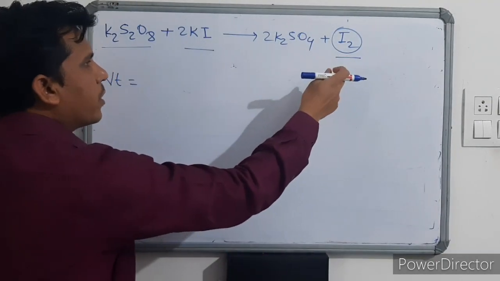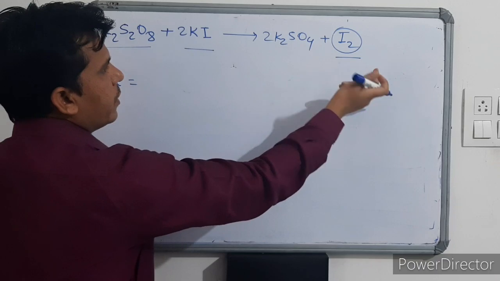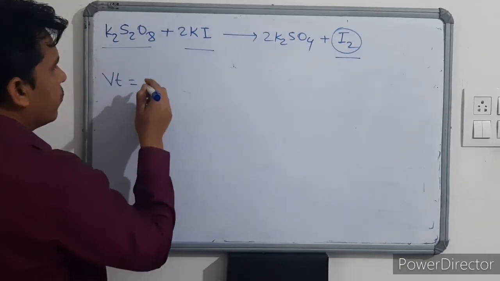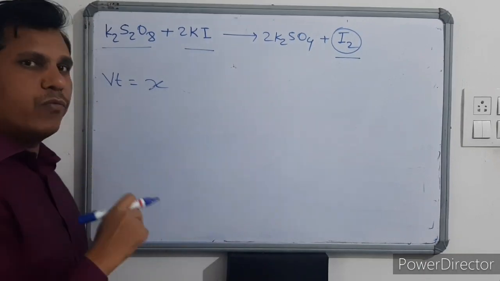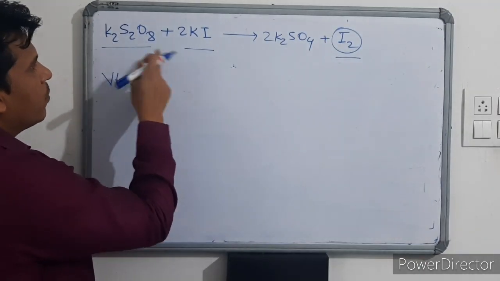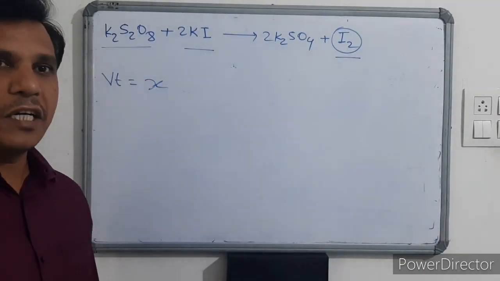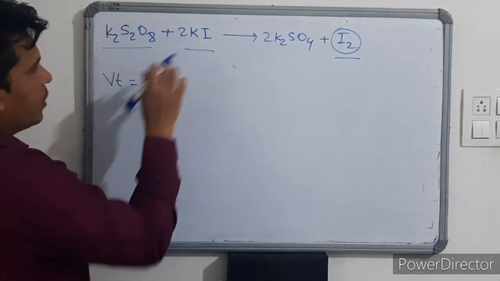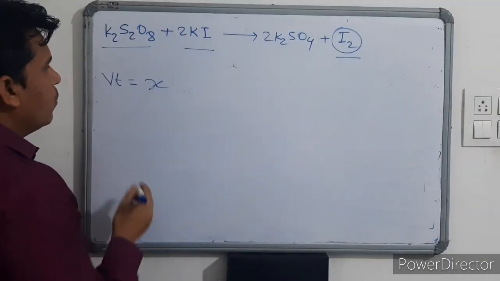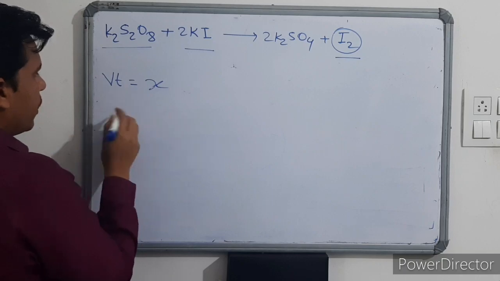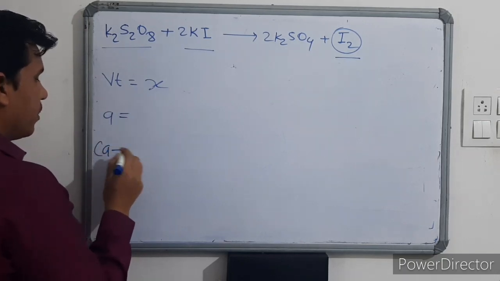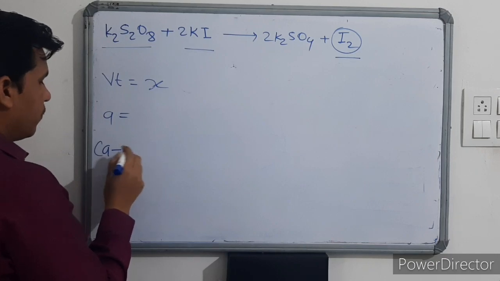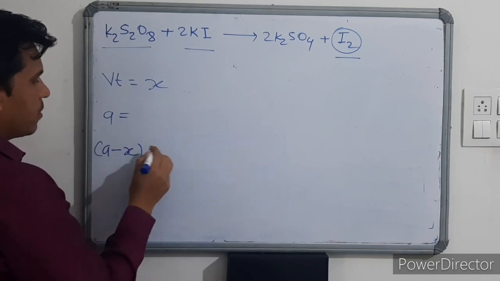As this one is the product, we can say that the amount of iodine liberated in our rate equation must be the X, or again we can say that this one is the amount by which the reactant gets reacted or consumed in the reaction. Now we require the initial concentration and the concentration after some time at different time intervals, A minus X.